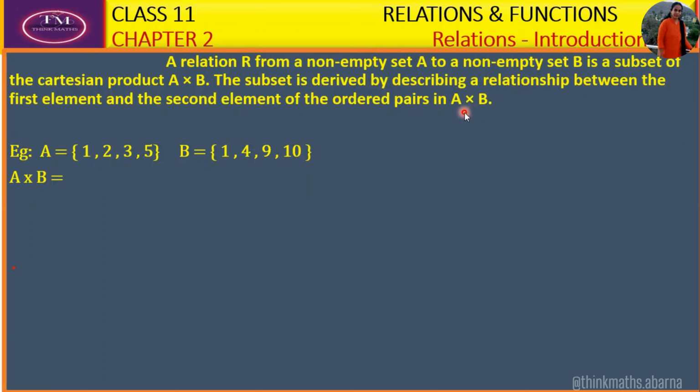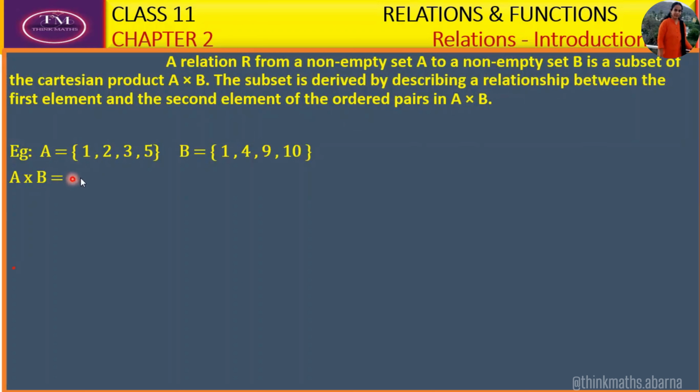So how will the relation be? The first element will be related to the second element. That is, the element in A will have a relation with the element in B. That is called the relation. Now let us understand this with an example. Let us take A equal to {1, 2, 3, 5} and B equal to {1, 4, 9, 10}. So the non-empty sets A and B are defined.